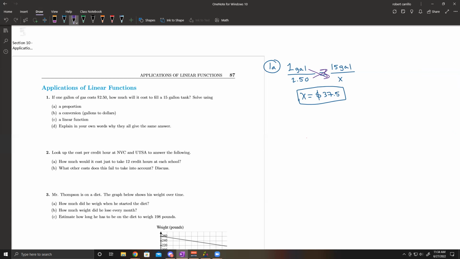Next, we can do it with a conversion. So this says we can do a gallons to dollar. So with our conversion, we know that 1 gallon is equal to $2.50.